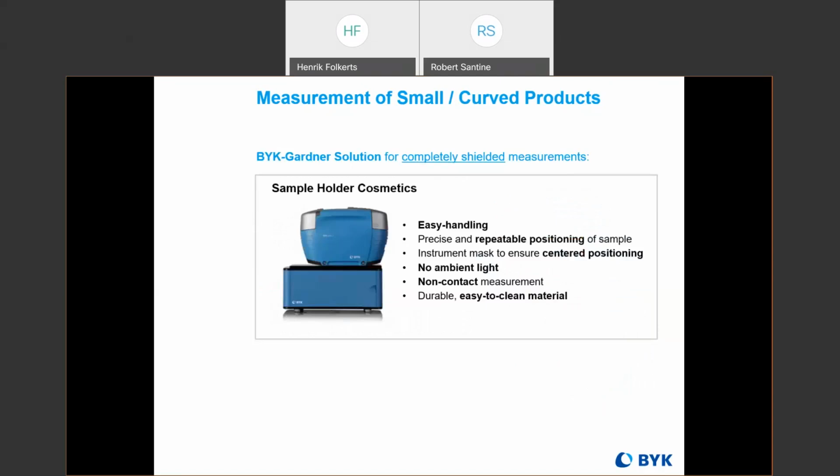So for that, we have what we call the sample holder cosmetics. This provides for precise and repeatable positioning of your sample. Again, we have instrument masks to ensure centered positioning and to ensure that your aperture is protected from touching any materials that might contaminate them. It also blocks out the ambient light so you get consistent repeatable measurements. And they're made of durable, easy to clean materials.